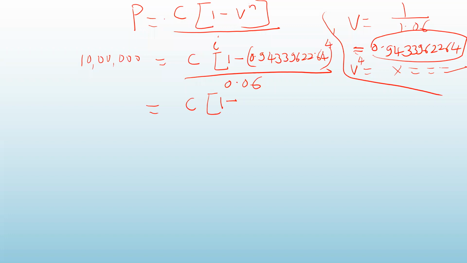So 0.9433962264 raised to power 4 we got. Okay, so raised to power 4 is coming at 0.79209366332.